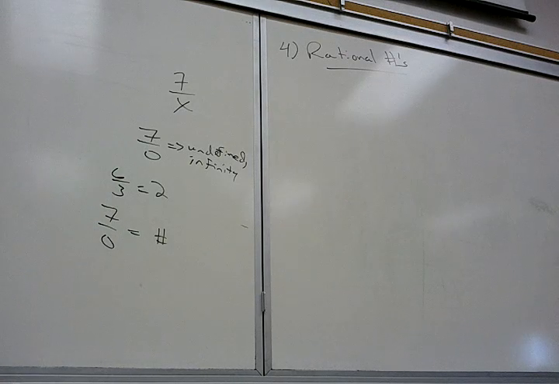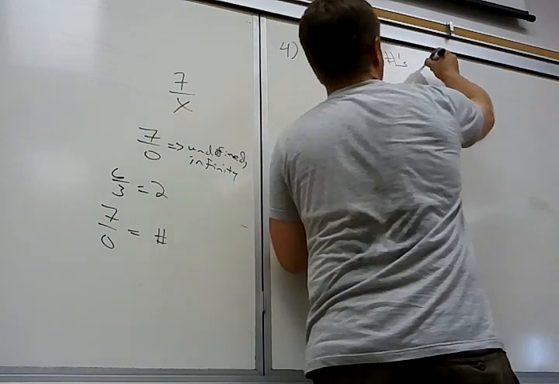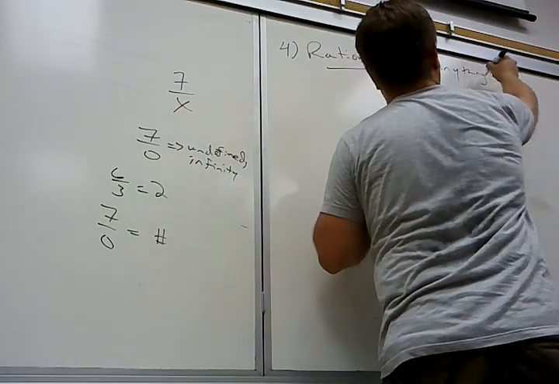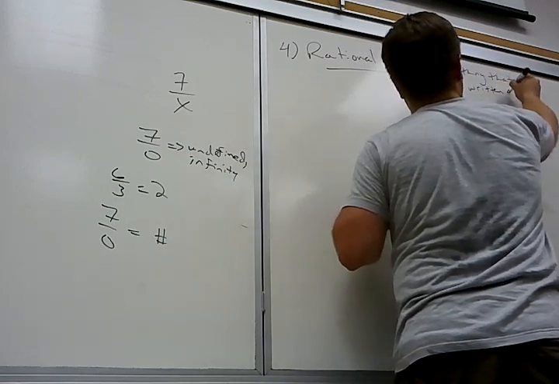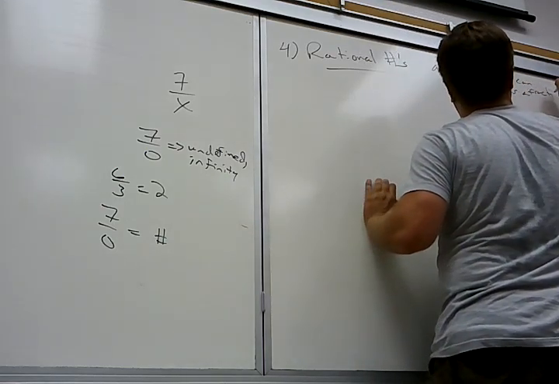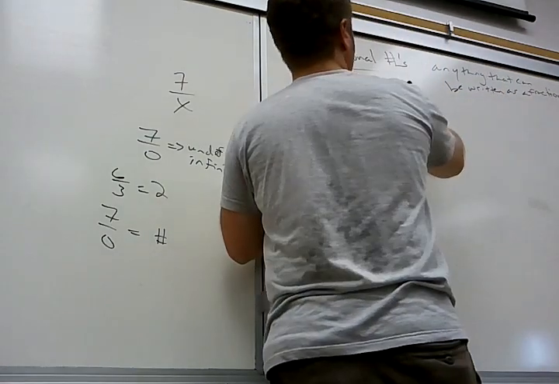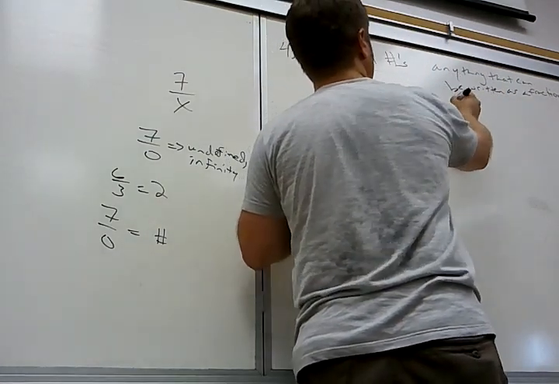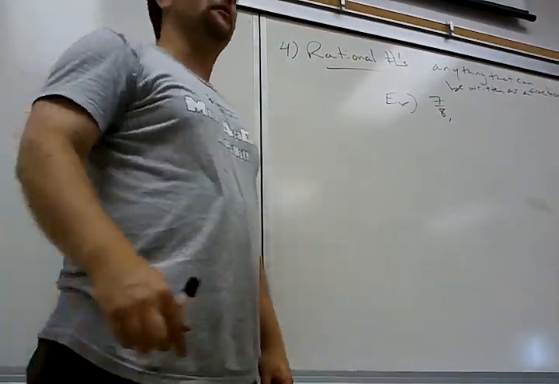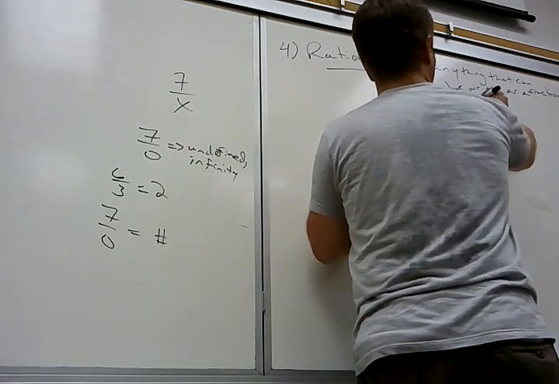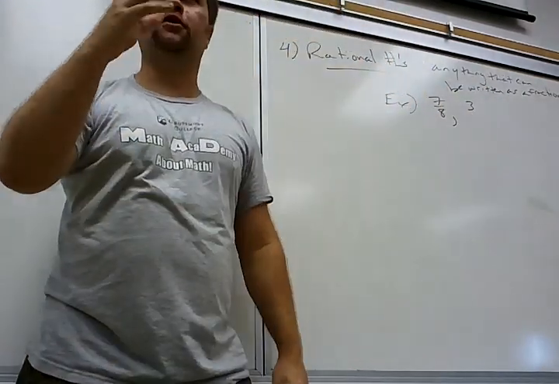I can't write that like this. There's no pattern I could set up that would catch every possible fraction. So I have to write it as a definition instead. Anything that can be written as a fraction. So for example, let's say 7/8. That is a fraction, so it's rational. What about the number 3? Can you write that as a fraction? Yes. You could put it over 1.